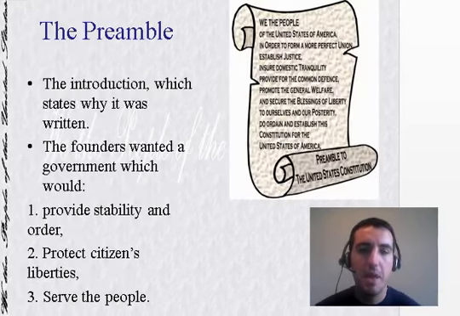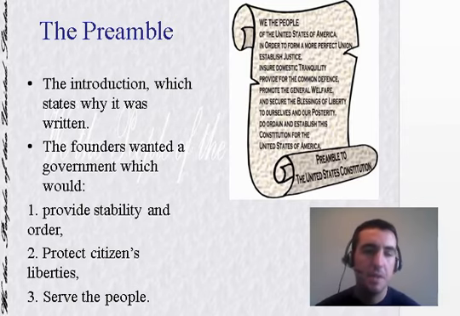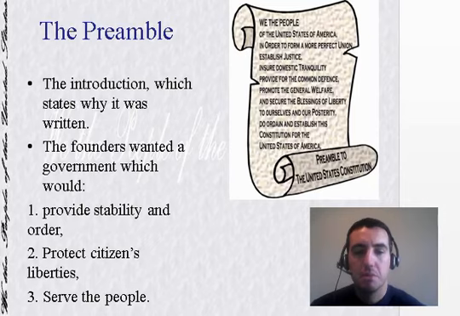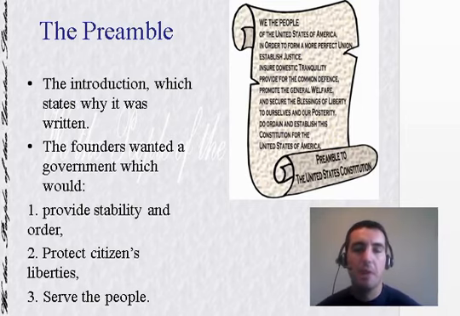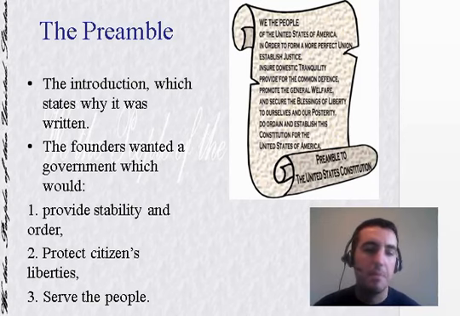So like we said, the preamble is kind of like the introduction. It just says why the Constitution was written and why the founders thought that it was important and necessary. And it just talks about how the Constitution is there to provide stability and order for the citizens, to protect the citizens, and to make sure that the government has the best interest of people in mind when they're doing what they need to do to run an effective government.